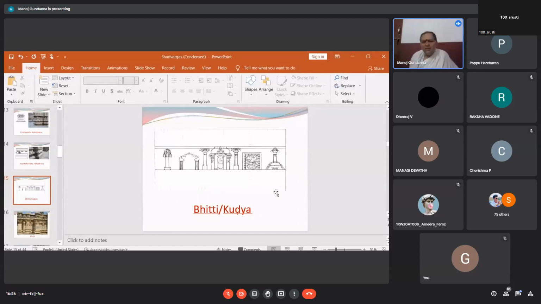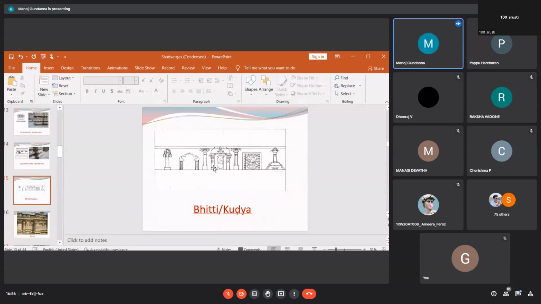Now this is the general view of a Bitti, where we can see, as in the earlier slide, all the decorations we find on a Bitti. This is what is called the Bitti Pada, which is the minimum decoration for a Bitti. A Bhitti should at least have Bhittipadas. They are the pilasters, miniature pillars resembling the pillars. So these are the Bhittipadas.